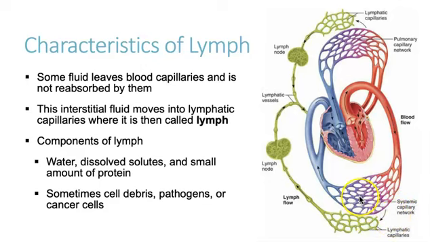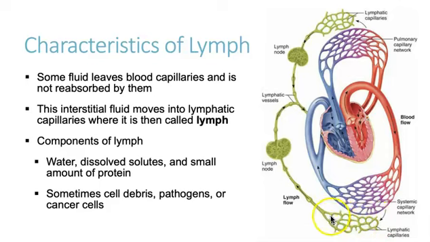Now most of this is going to move back into the capillaries, but some of it is not. The percentage that does not is going to move into the lymphatic capillaries here, where we're going to now call it lymph. And lymph is made up of water, our dissolved solutes, and a small amount of protein. And sometimes we'll even have cellular debris, pathogens, and cancer cells. And we want them to enter our lymphatic system because soon we will see that there are immune cells that can fight off these pathogens or cancer cells, and we can use things like specific macrophages to eat up the cellular debris.